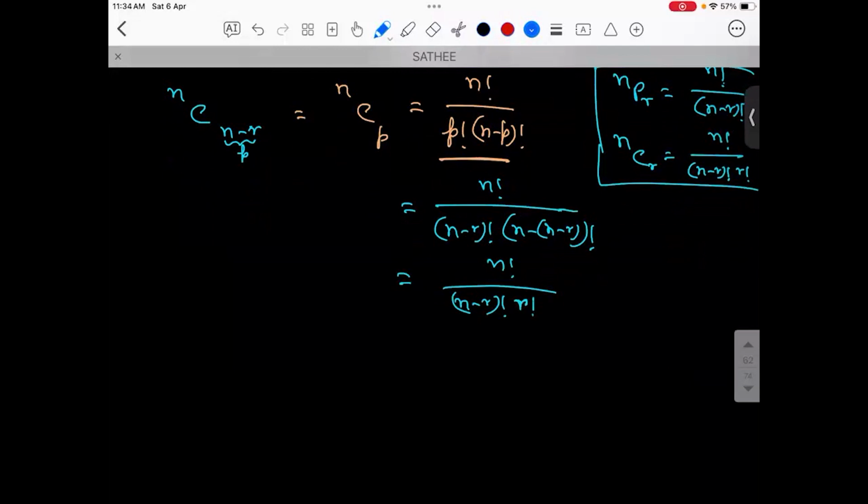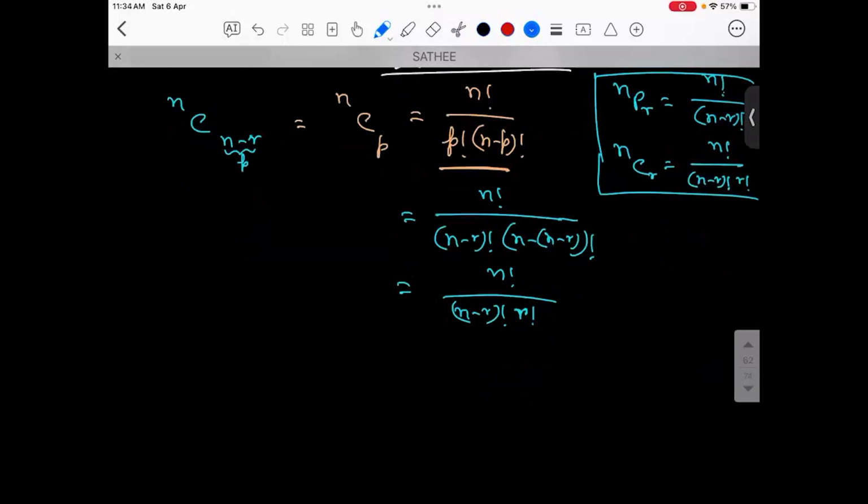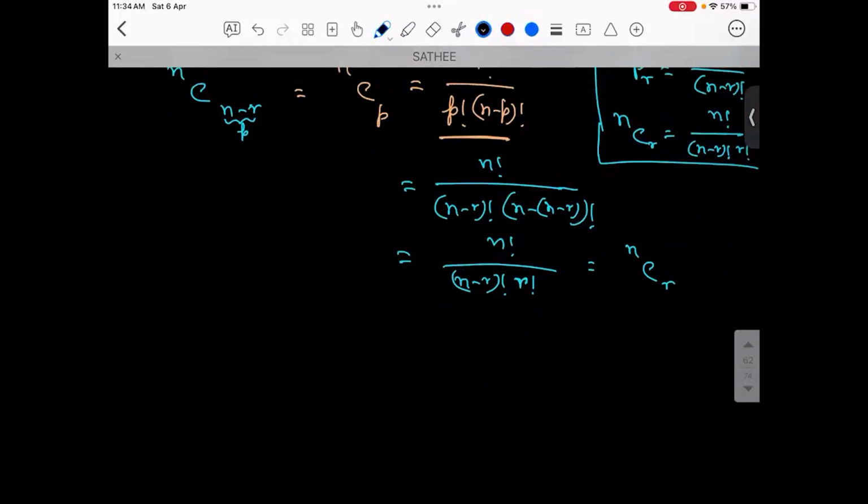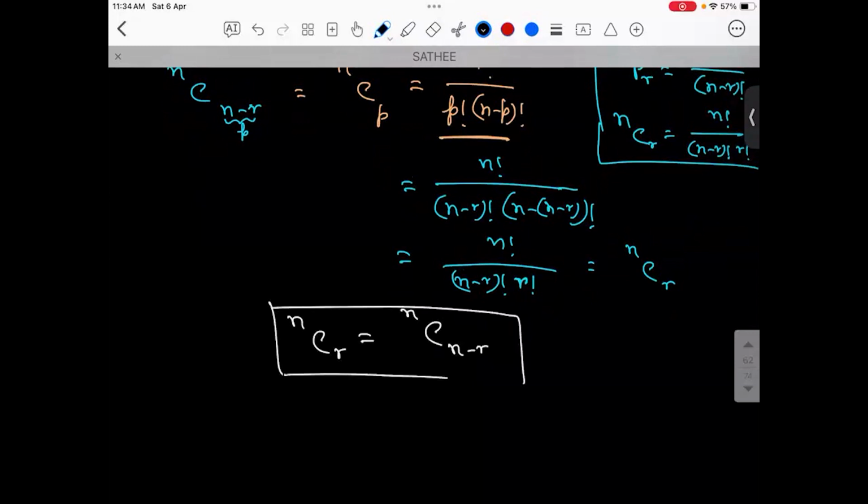Now, from here, you can clearly see that this is the formula for NCR. Therefore, we can use this equality in some convenient cases. In some cases, we need to write one term in terms of another term, so that we can calculate the whole problem in an easy manner. For that purpose, you should recall this case.